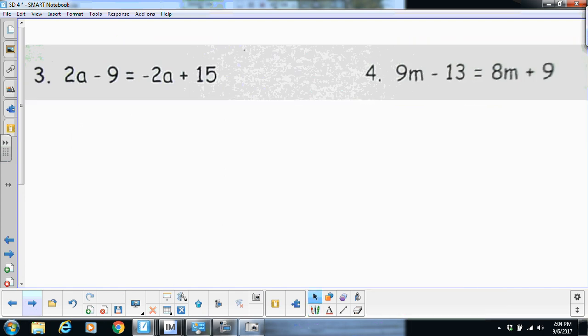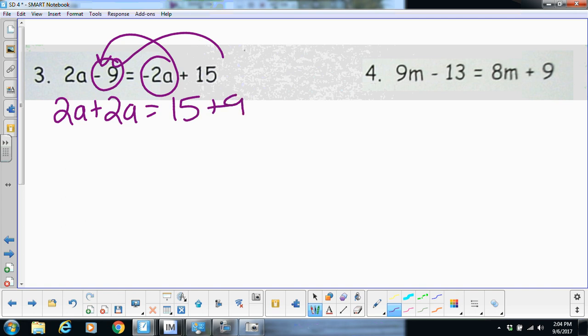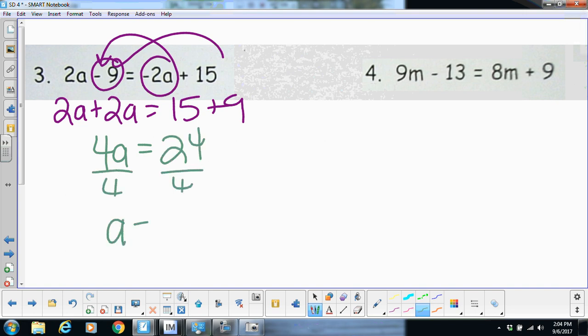Okay, so I'll circle and move on number 3. So negative 2a is going to become positive 2a, and negative 9 is going to become positive 9. So that's going to give me 4a and 24, and then divide by 4, and a will equal 6.